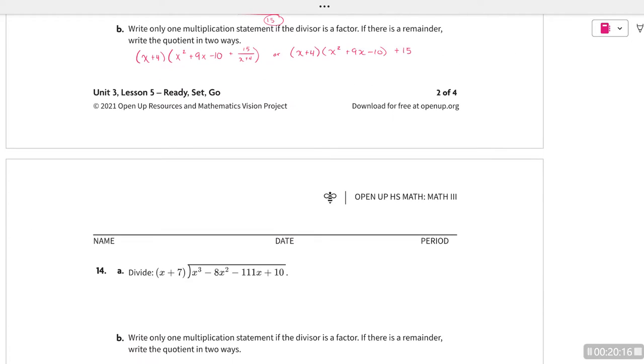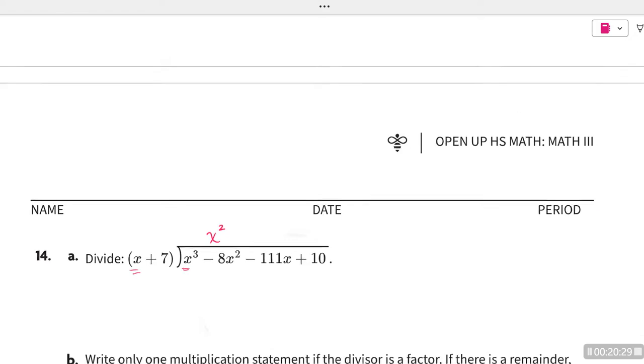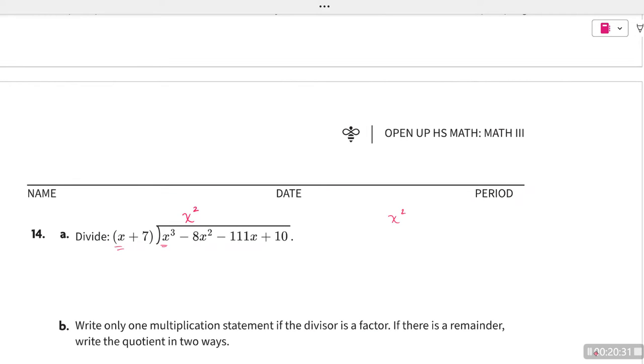All right, question 14. We're going to divide again. So x goes into x cubed. Let's zoom up so I can be a little neater here. x squared times, right? So x squared times x plus 7 gives us x cubed plus 7x squared. And again, we're subtracting both of those. So I want to subtract x cubed. I want to subtract 7x squared. So negative 8 minus 7 gives us negative 15.